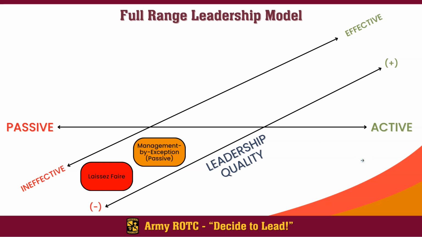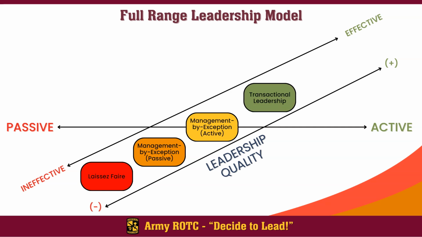And then we have this idea of management by exception and management by exception active. So there's a passive version and an active version. One is more just waiting for issues to happen. The next one, you're a little bit more involved and you expect issues to happen, but you really only step in when those bad or negative issues come up.